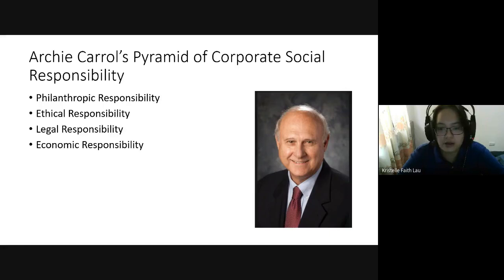So, Carroll exhibited these various responsibilities as sequential tiers within a pyramid. So, corporate social responsibility, according to Carroll, encompasses the economic, legal, ethical, and philanthropic expectations placed on an organization by society at a given point in time. So, this is the meaning of CSR by Archie Carroll's definition of CSR. So, what are they? The philanthropic responsibility, ethical, legal, and economic.